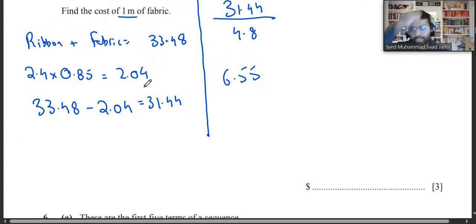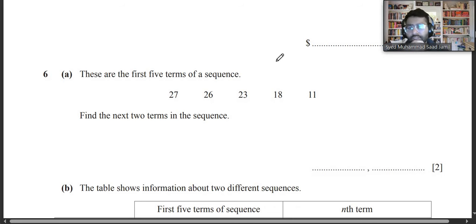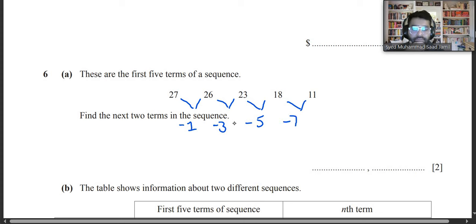So moving on to the next question, it says these are the first 5 terms of a sequence, find the next 2 terms. Okay, no problem. Look, the first difference is -1. The second difference is -3. Alright. Then the difference is -5. And then how much is the difference? -7. Now we all know that the next difference is going to be -9.